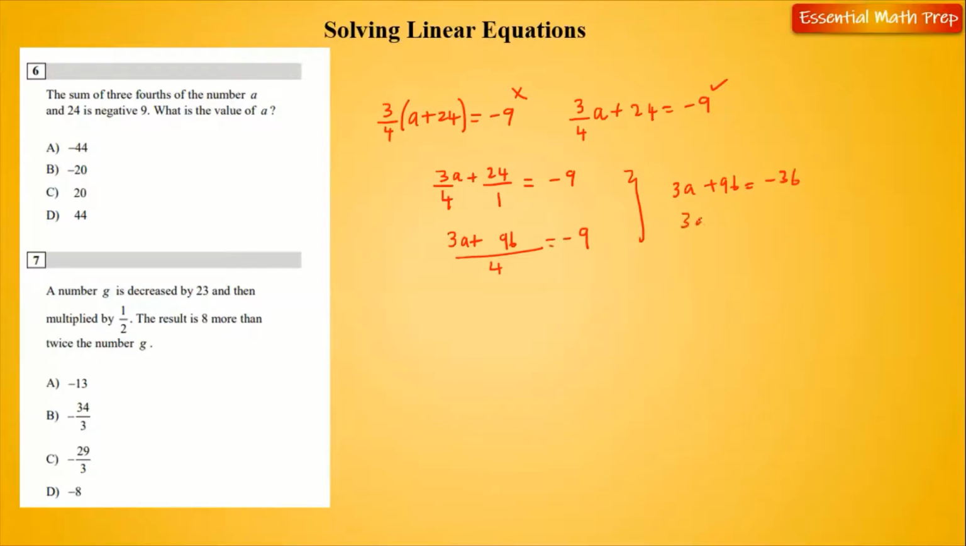So 3a equals -36 minus 96, which is -132. So a equals -132 over 3. I believe it's 44. So it's -44.